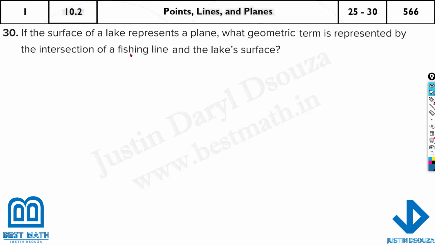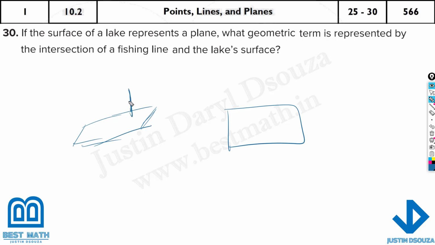If the surface of a lake represents a plane, let's imagine this is a lake. This is a plane. What geometric term is represented by the intersection of a fishing line on the lake surface? Now I need to draw something in 3D. Imagine this is the lake and this is the fishing line.